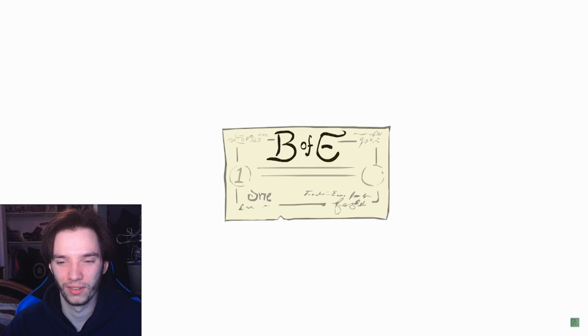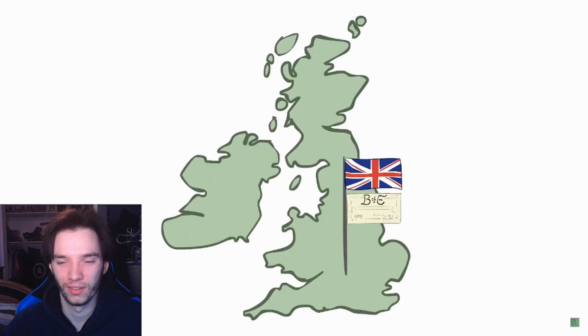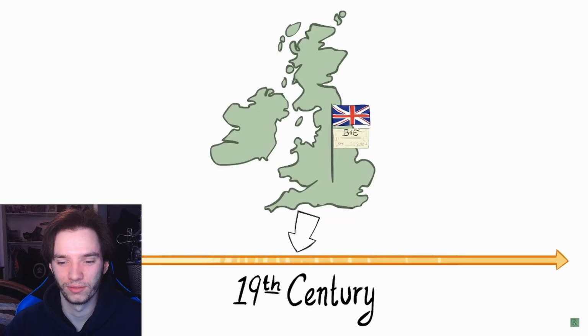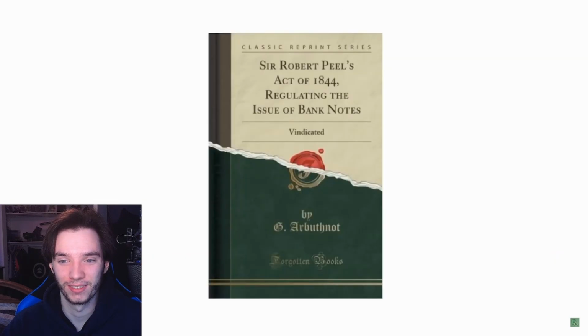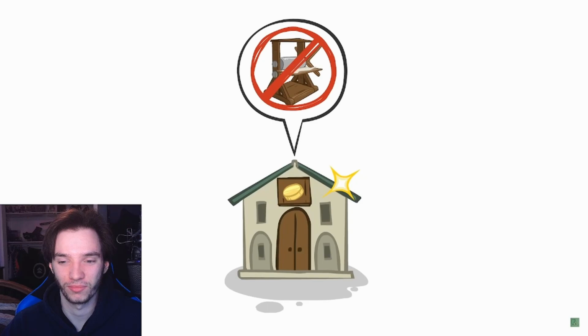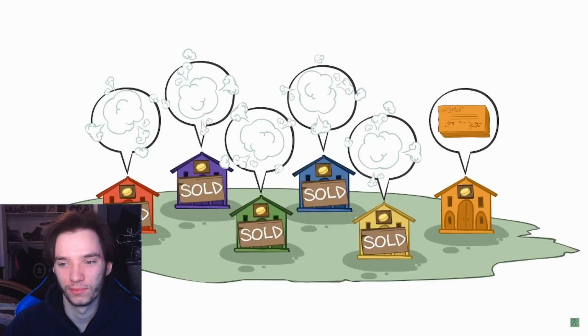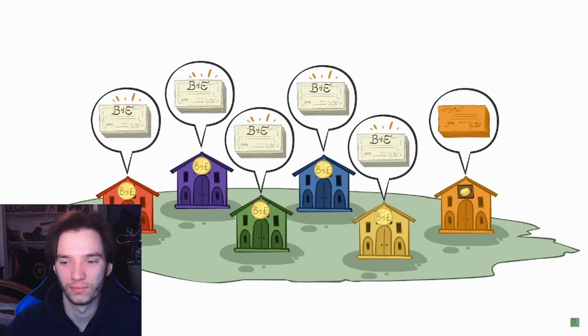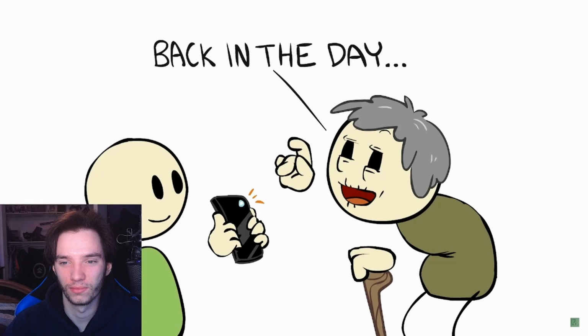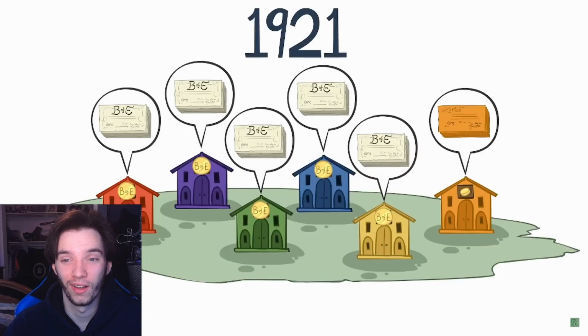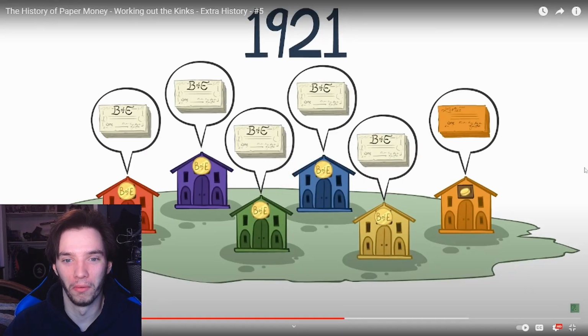But the Bank of England note really wouldn't become the official banknote of the country until 1844, the middle of the 19th century. With the Bank Charter Act of 1844, no new bank would be granted the right to print banknotes, and every time a bank was bought, it would have to remove its notes from circulation, meaning that eventually the Bank of England banknote would be the only paper money in the land.